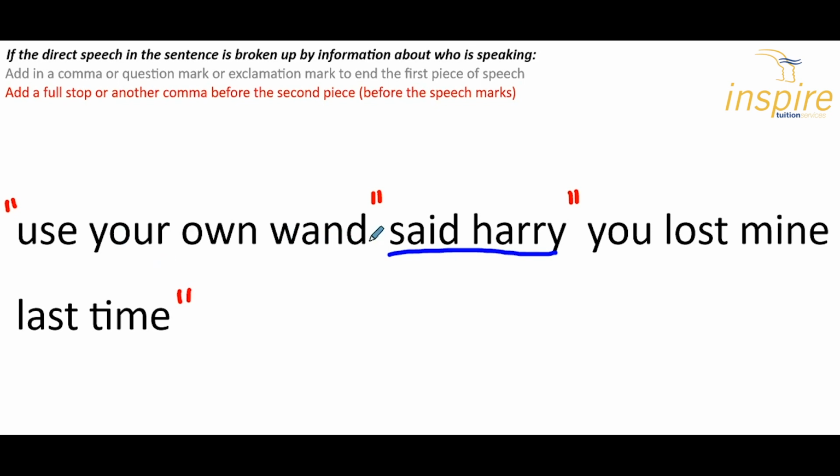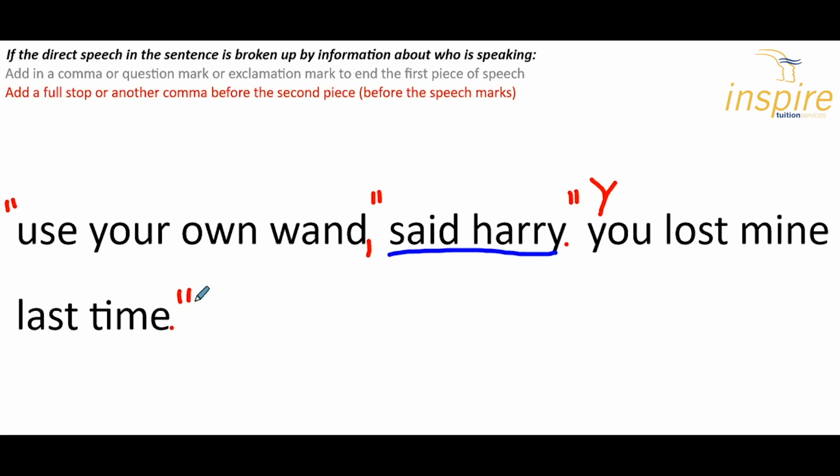"Use your own wand" needs a comma because the reported clause is coming afterwards, but this time, because this is a separate sentence, I can put a full stop. If I put a full stop, obviously, I need a capital letter here. "Use your own wand," said Harry. "You lost mine last time."